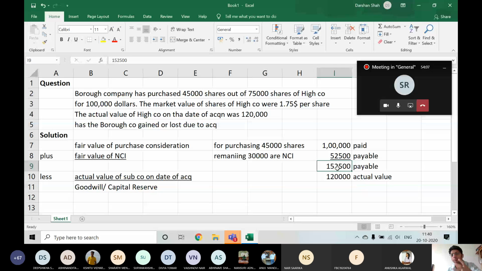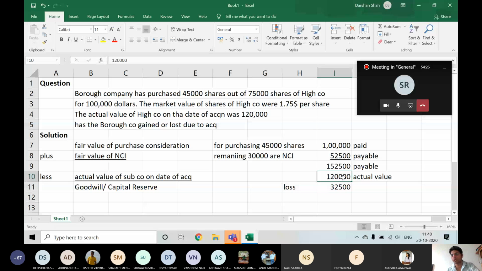So we are paying them extra. That is, we are having a loss of how much? Loss of 1,52,500 minus 1,20,000. 32,500 is the loss to my company, the parent company. The subsidiary's actual value was 1,20,000, but I have paid 1,52,500. So my company has a loss of 32,500.